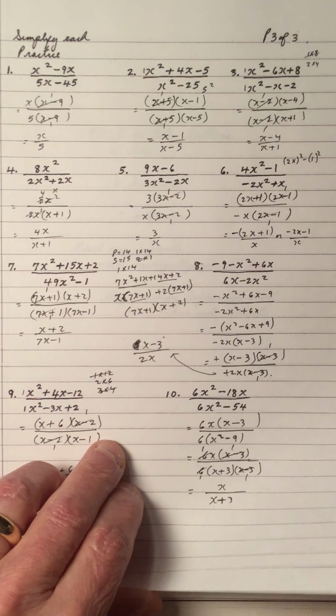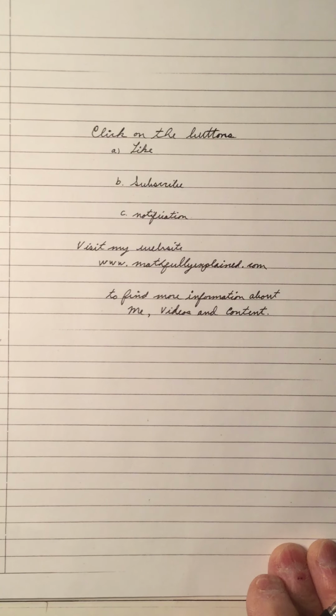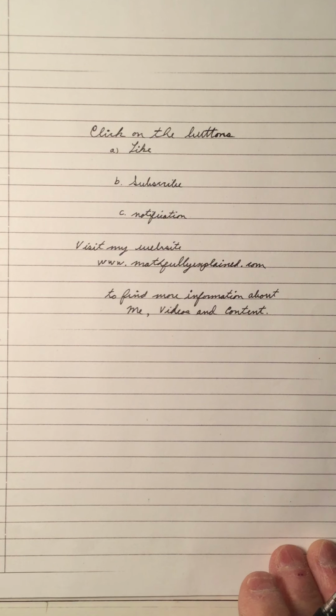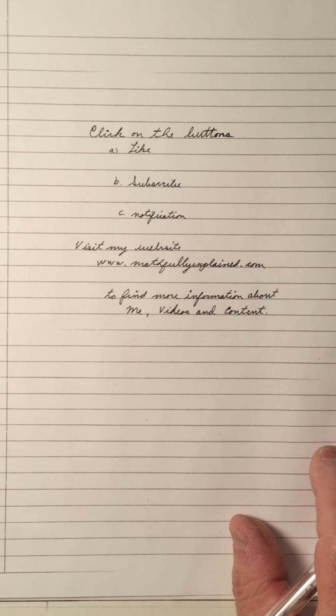So that's the review in simplifying rational expressions. Plenty of practice in factoring and canceling out. Remember, to simplify a rational expression, you have to have the same factors on top and bottom and cancel them out.